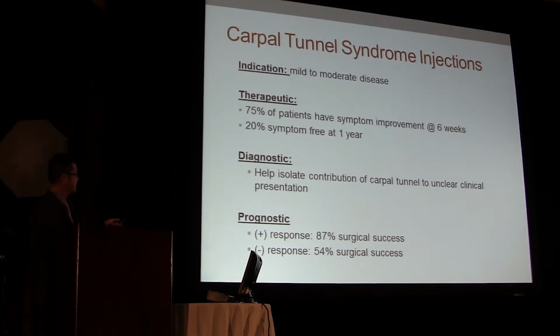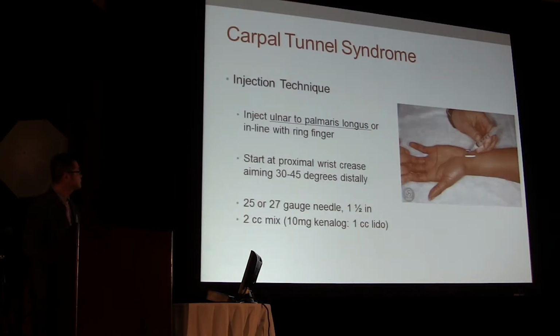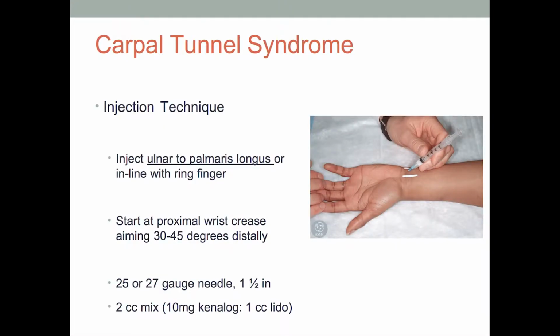I also like to use it diagnostically. So if I can't tell, if they say my entire hand is numb and it just doesn't fit the distribution, I sometimes give them an injection and say, come back and tell me what got better. If everything gets better, then they will probably respond pretty well to surgery, because if they have a positive response, 87% have a surgical success. But if they don't really respond that well to the injection, it's a 50-50 shot, and you just let them know they may get better, they may not get better. It's a 50-50 shot.